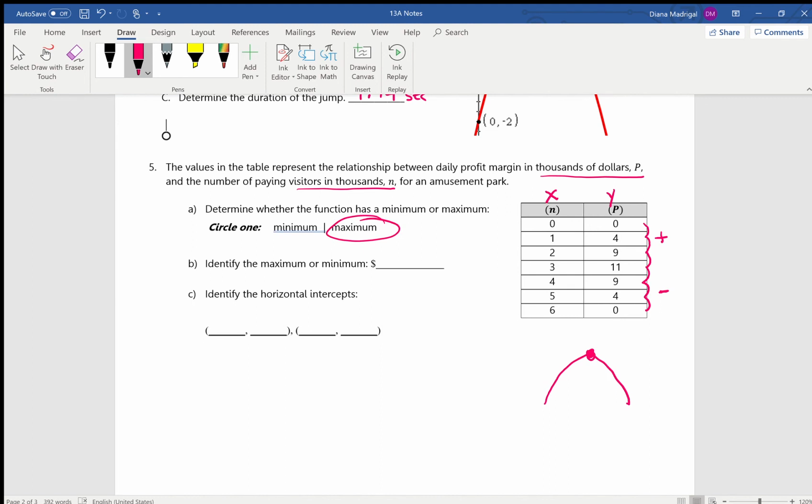All right. It says identify the maximum or minimum. We know it's a maximum at one number. What was the highest number it reached? It reached 11 before it started going down again. So that's my answer. So it's 11.